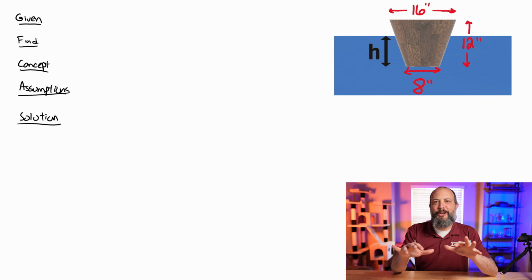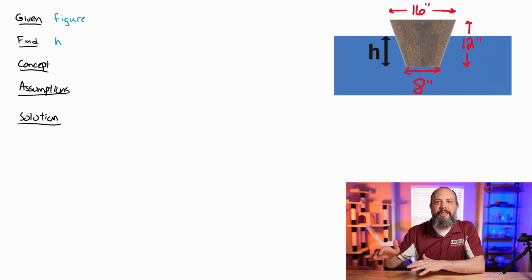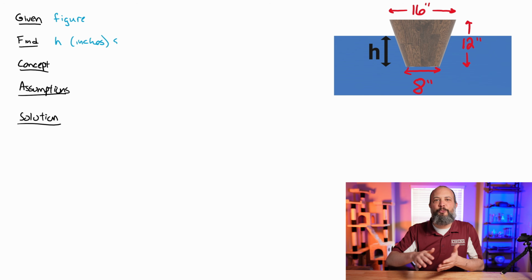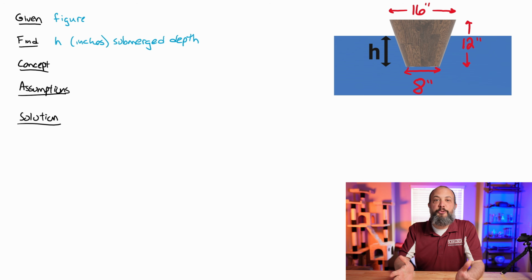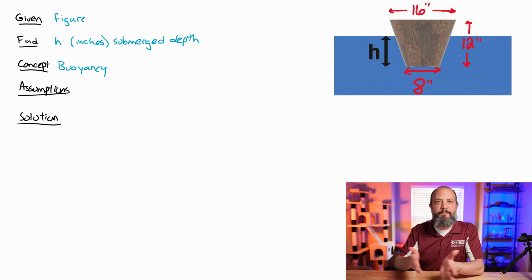So we've got a truncated cone with a 16-inch outer diameter on top and an 8-inch diameter on the bottom. Total height 12 inches, and what we're trying to find is what is the submerged depth? What is this distance h? Again, this is also called draft when talking about ships. How deep does the ship go underwater?